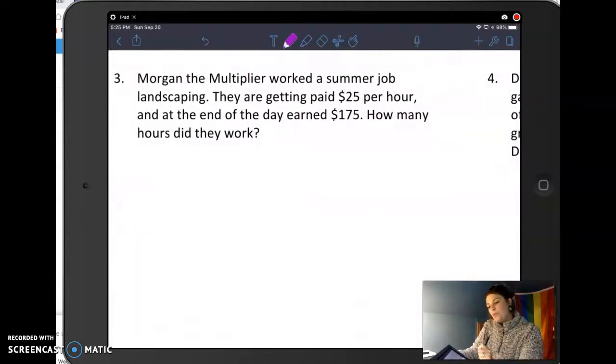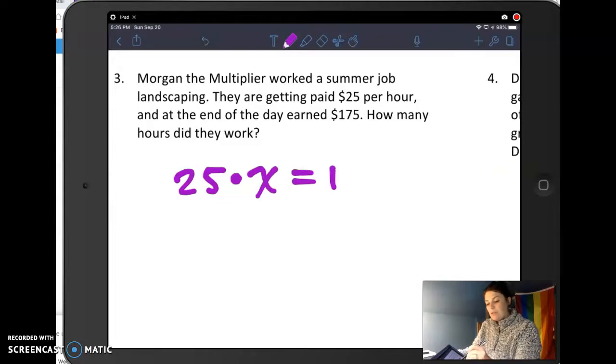They're getting paid $25 an hour, which is pretty good. At the end of the day, they earned $175. So they want to know how many hours they worked. So 25 multiplied by how many hours gives you $175. And again, there are so many different ways to do this. You could probably just do this in your head.